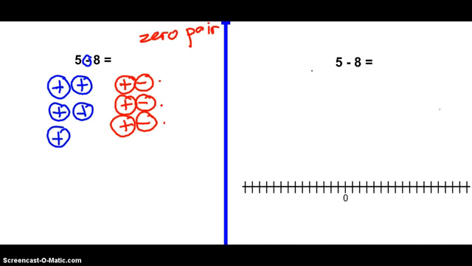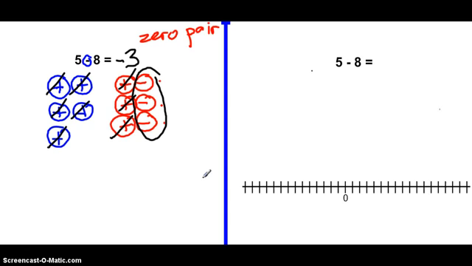Now we can do the 5 minus 8. Okay? So here's my 5. I'm going to take away 1, 2, 3, 4, 5, 6, 7, 8. And you're taking away positive 8. So I'm taking away all 8 positive chips. Now I look at what's left over. And the final answer is negative 3. Okay? That's how that works. Okay, so subtraction is definitely a little trickier.